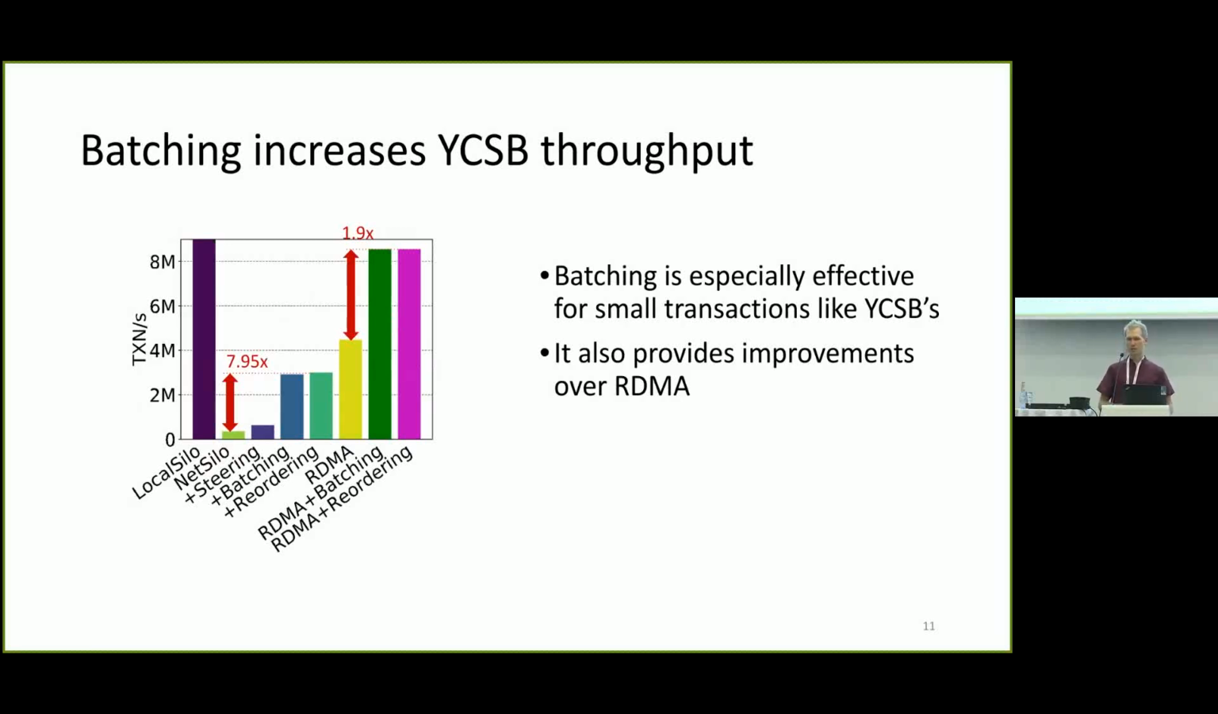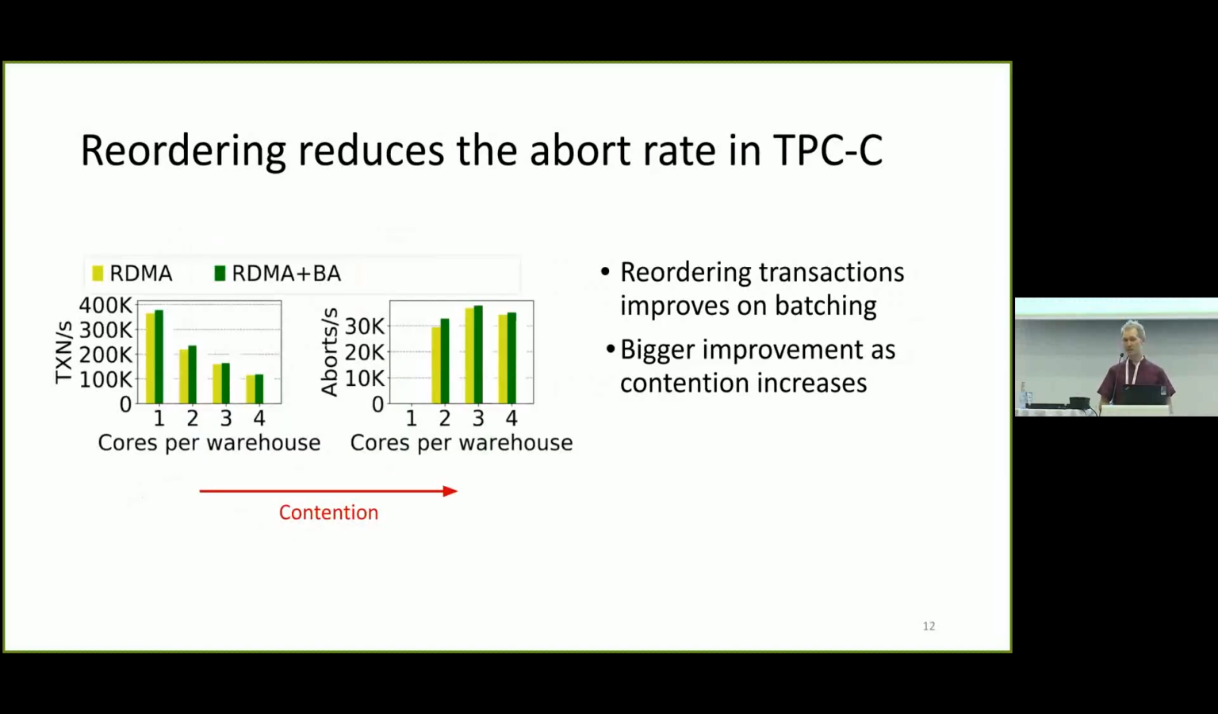What about some more complex workloads? We ran TPCC with an increasing number of cores per warehouse. So here we increase the contention, and as the contention increases, we see consistently with both the baseline RDMA and baseline RDMA plus the batching technique that the throughput decreases, and also we see the abort rate increase as we increase the contention, as you would expect.